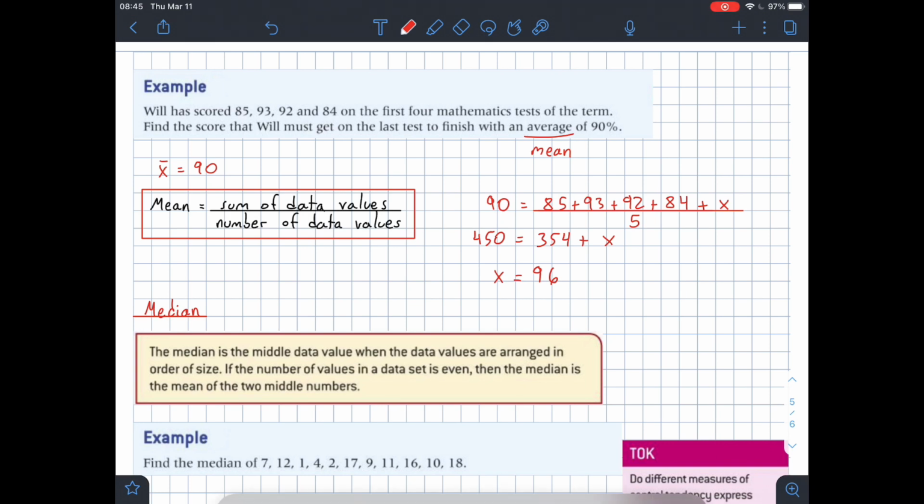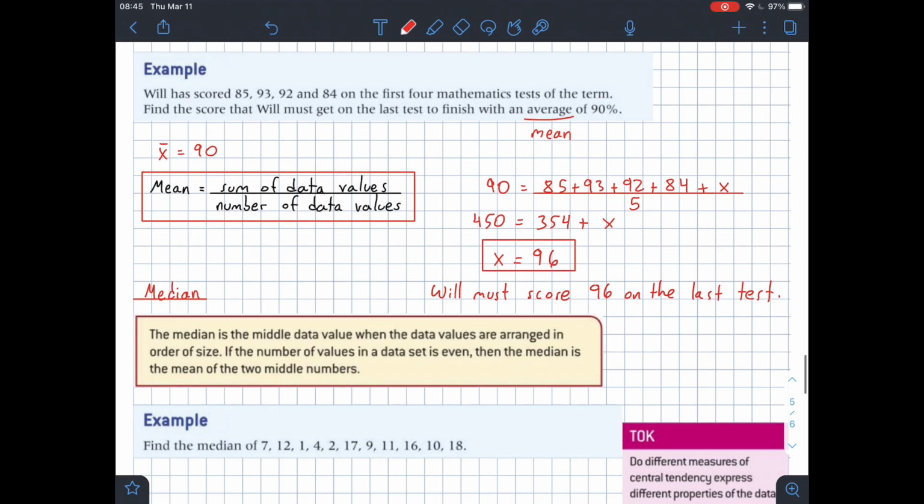So we can write that as a final answer. Will must score 96 on the last test. There you go. So this is the answer for this case. We can write percent if we want to write a unit of measurement, but that's fine for now.